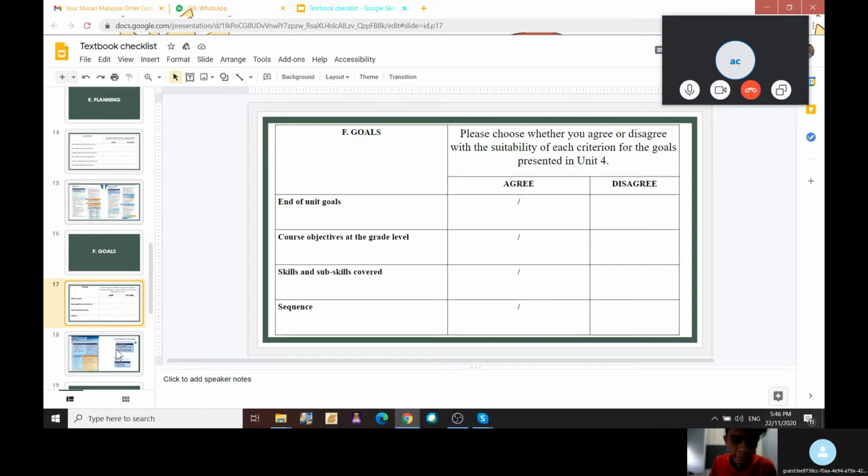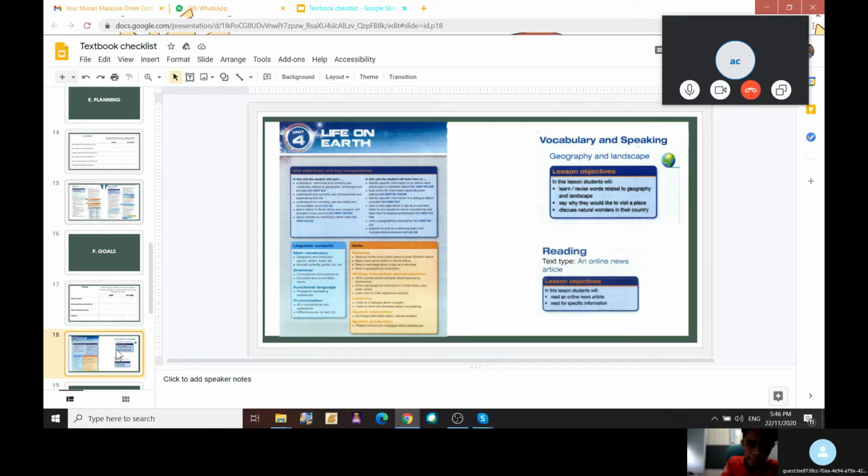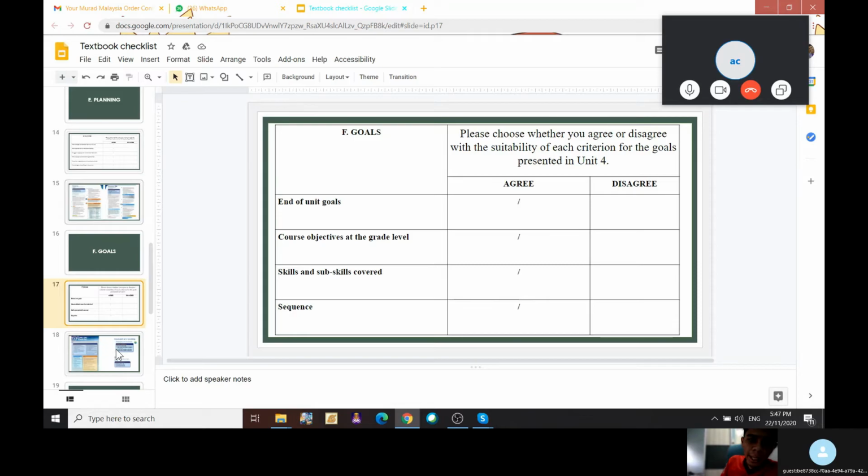It also has course objectives at the grade level. It means the textbook itself distributes grading level activities. And then the skills and sub skills are covered. Here we can see in the orange box, the book itself mentions a few skills that are needed to be highlighted by the teachers to teach the students. So here we can agree that the textbook has skills and sub skills covered.